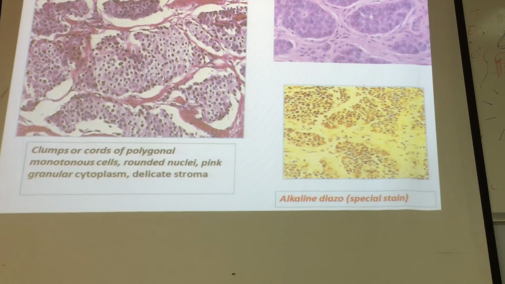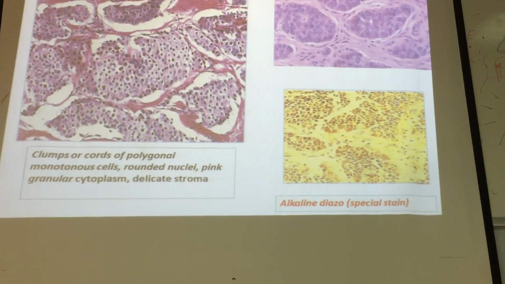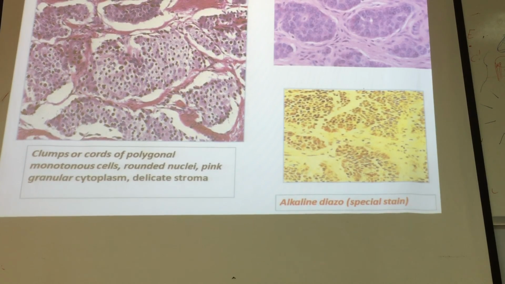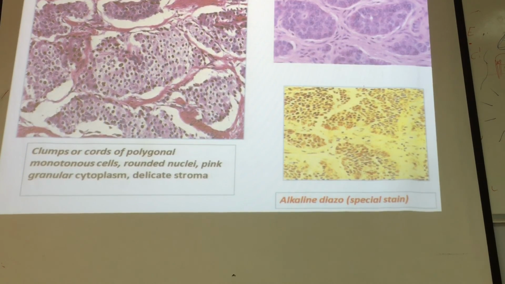It is due to which hormone? Name of the hormone. 5-HT, which is 5.